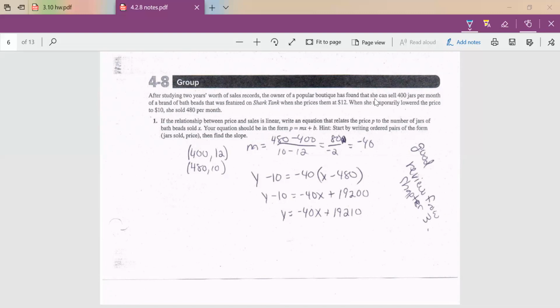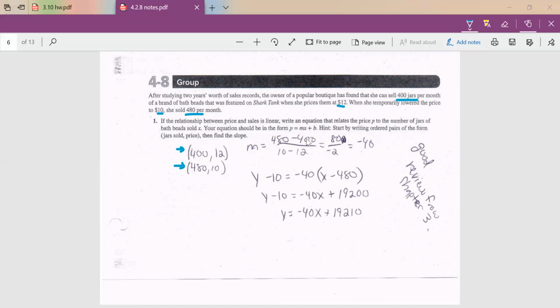So first thing is, she sells 400 jars at $12. So that's this point right here. And then she lowered the price to $10 and she sold 480. So that's this point right here. And they switched the order that they went, so just make sure that you have that correct. So we're comparing number of jars to the money.